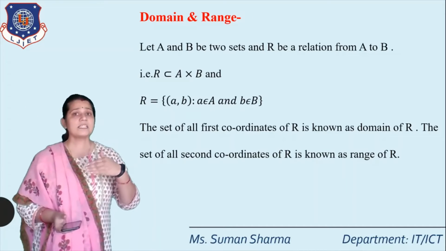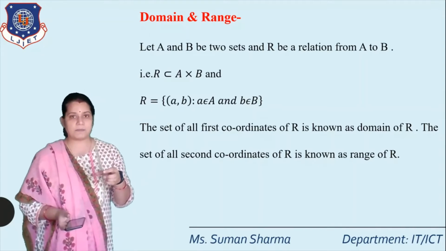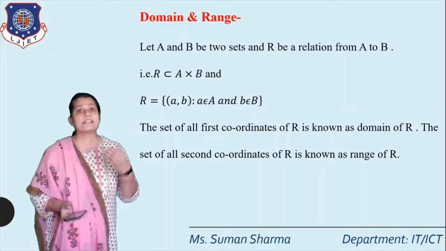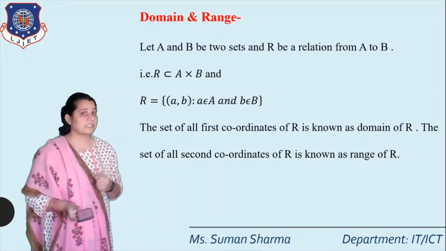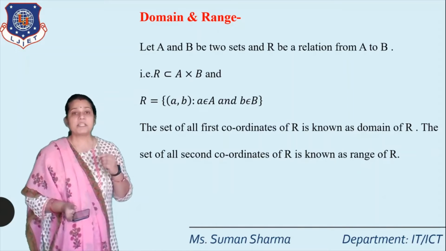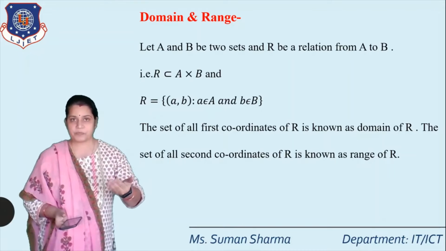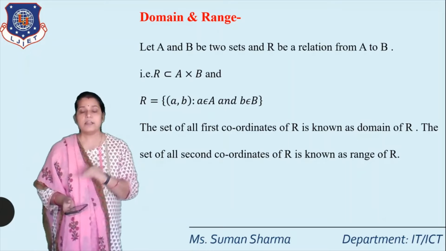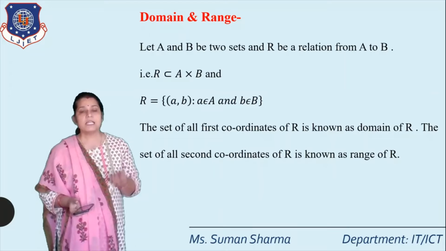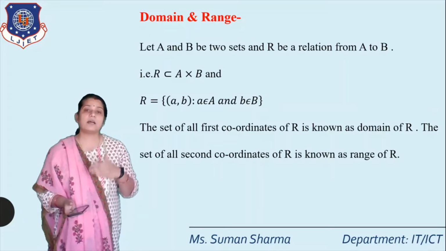Okay. The set of all first coordinates of R is known as the domain of R. And the set of all second coordinates of R is known as the range of R. Just like in our second chapter, we have already seen in the function. So according to function, we write f from A to B. Elements of A, so the image is elements of B. So A is your domain and B is your range.